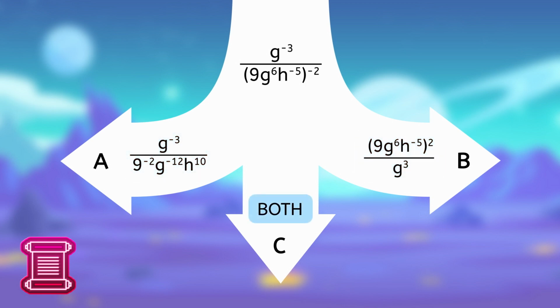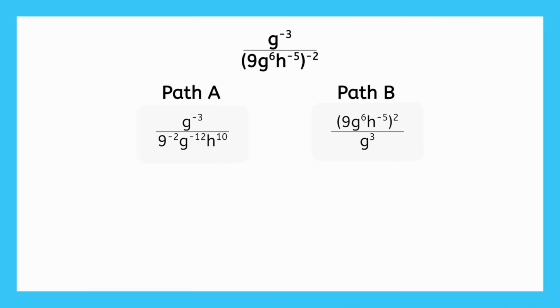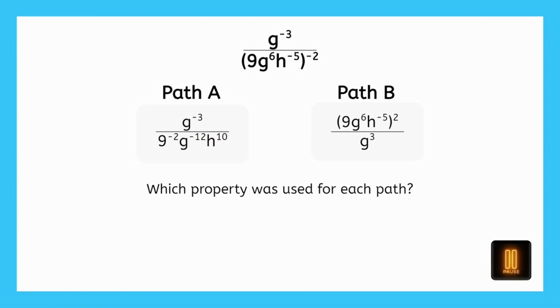But then there's also path C. The riddle says, are both free of error without a mistake? If so, then choose path C to decide your fate. So I guess there's also a chance that both first steps are correct? Do you think that's possible? Let's take a closer look. Take a moment here to pause the video and analyze both options. Try to identify which property was used for each path.